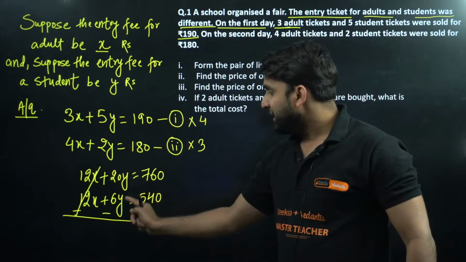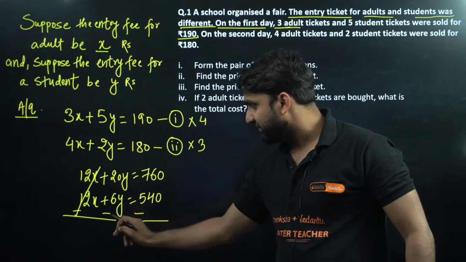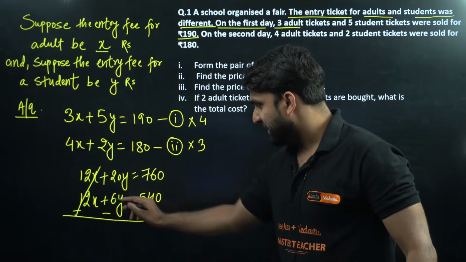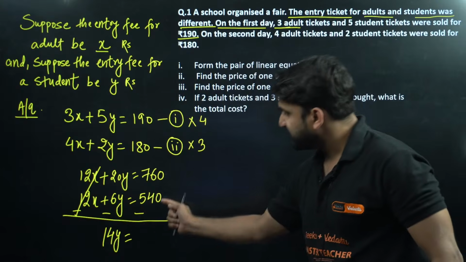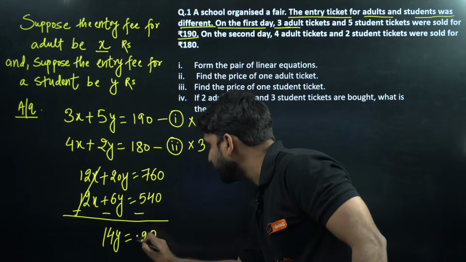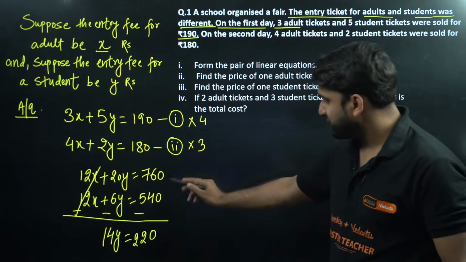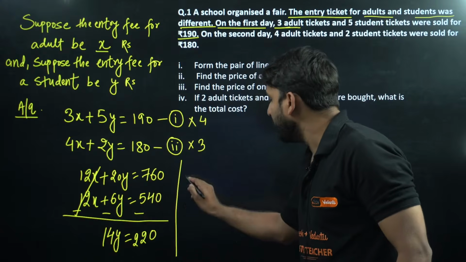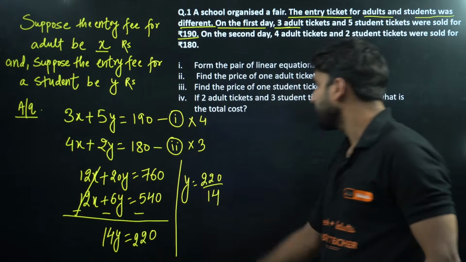So 12x minus 12x, when we subtract the equation, the sign changes. So positive will become negative, positive will become negative, positive will become negative. Cancelled. And 20y minus 6y will be 14y is equal to 760 minus 540. This will be 0, 2, and this is 2 here. So 760 minus 540, so 0 minus 0 is 0, 6 minus 4 will be 2, and 7 minus 5 will be 2. So y we are getting here is 220 divided by 14.